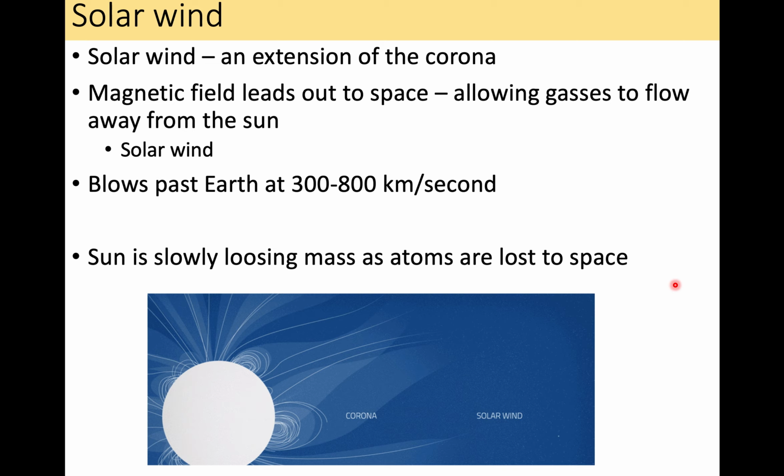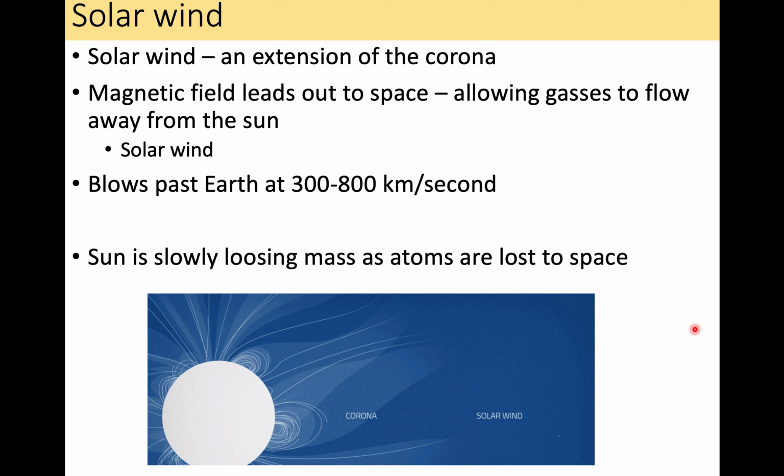And it's mostly caused by magnetic fields, the magnetic field of the sun, and where that magnetic field leads outwards to space. So a lot of the magnetic field of the sun is leading outwards. This allows gases and atoms to actually flow away from the sun, leaving the sun, and flowing out into our solar system. This is what we call solar wind. So these atoms and gases can actually reach Earth and move much further than Earth. When they travel past Earth, they're usually moving between 300 and 800 kilometers a second.